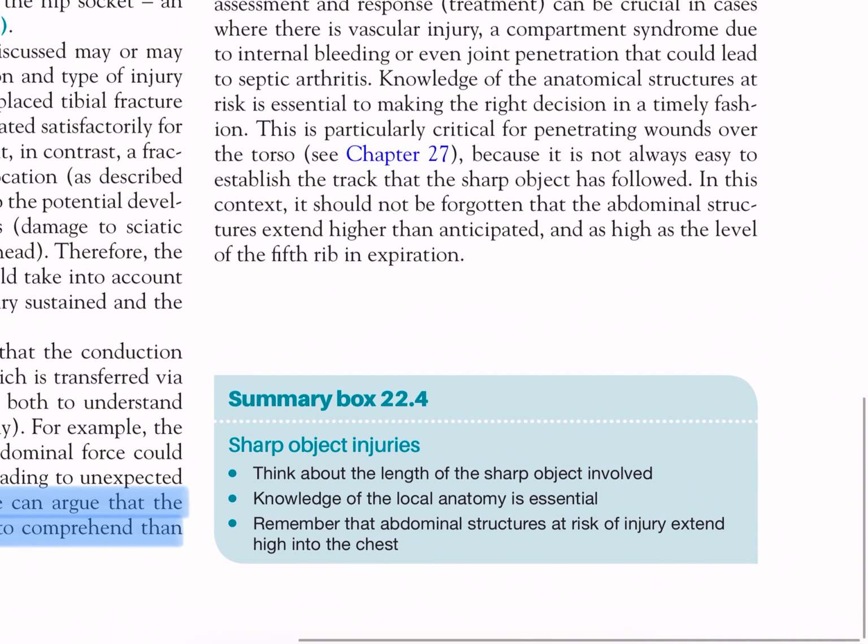Sharp object injuries, summary box 22.4. Think about the length of the sharp object involved. Knowledge of the local anatomy is essential. Remember that abdominal structures at risk of injury extend high to the chest.